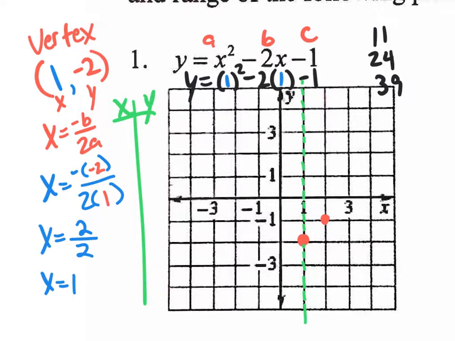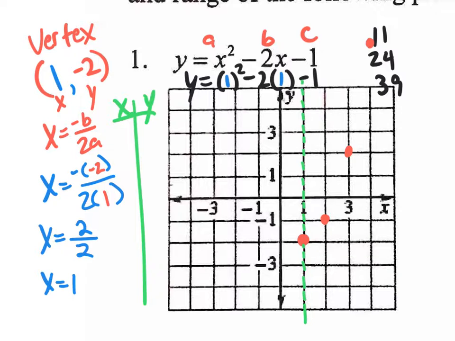The next one, 2, 4. That means 2 over, 1, 2, 4 up. 1, 2, 3, 4. Put a dot right there. And if you wanted to go for the last one, 3 over 9 up. 1, 2, 3, 1, 2, 3, 4, 5, 6, 7, 8, 9. It's going to be off the graph. So you don't really even need to do it.